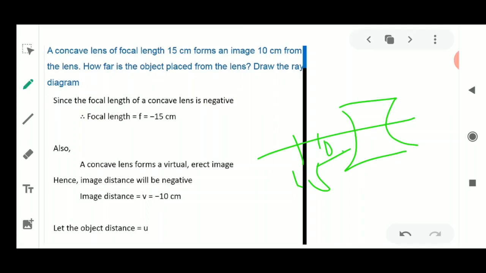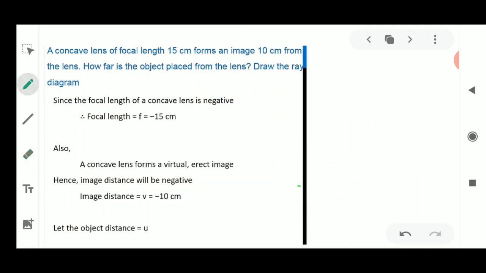Now, first of all, collect the things which are given in the question. You are provided with the focal length of 15 centimeters, and the image forms at v equal to 10 centimeters. Since this is a concave lens, it has a focal length of negative value, so the focal length written as 15 centimeters will be written as minus 15 centimeters.